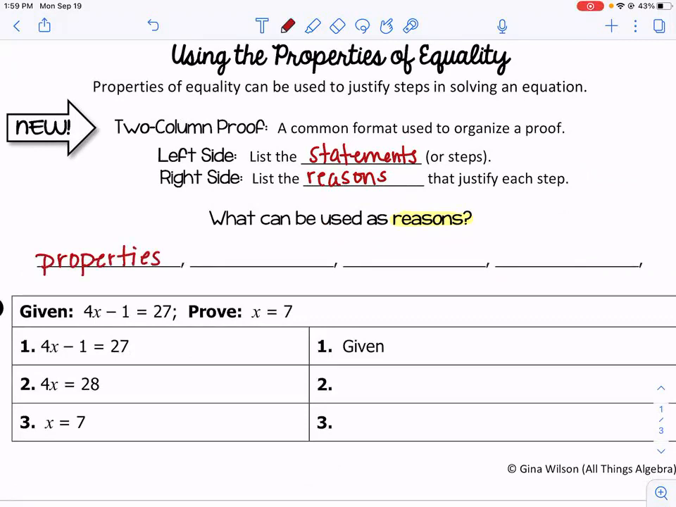But when we get into our geometric proofs on Wednesday, Thursday, and then next Monday, we are going to also use definitions, postulates, theorems.